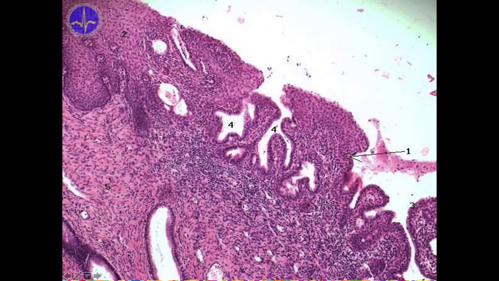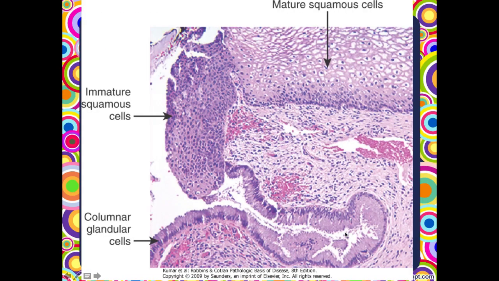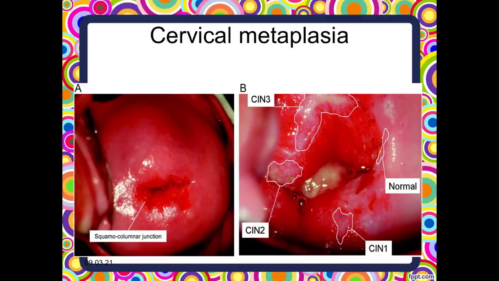And this is the microphotography of the junction of the columnar epithelium to the stratified squamous epithelium of the ectocervix. It looks like that. And this is how it's not supposed to look like. This is part of the junction with the immature squamous cells, and this is like beginning of the cervical carcinoma.